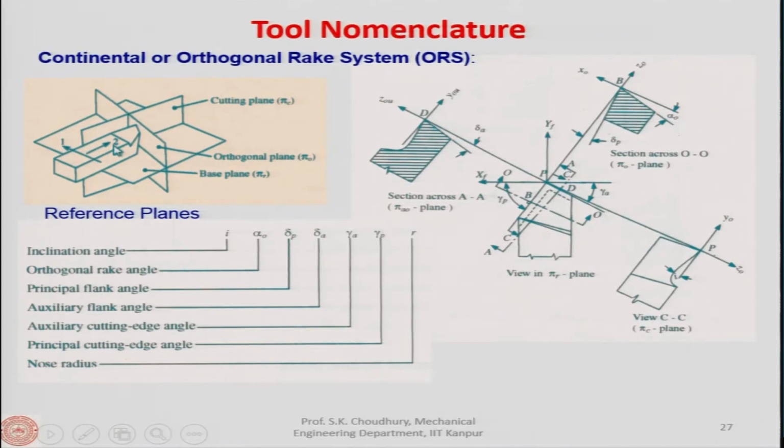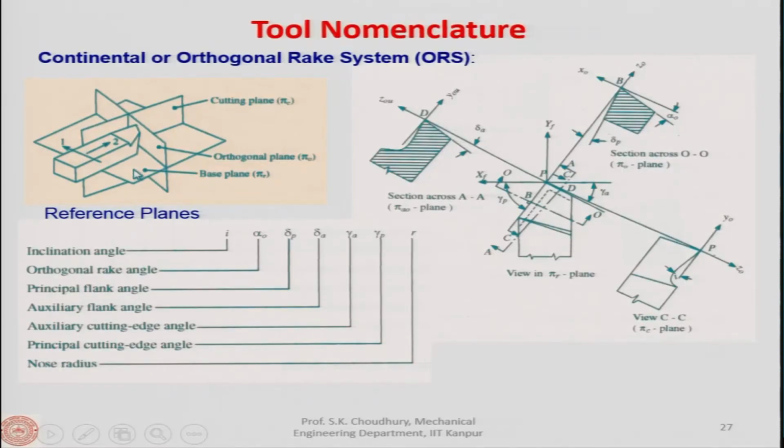In the orthogonal rake system, the reference planes are the following. It is the same base plane that we have taken in the case of the coordinate system, where the tool is lying. Now, with respect to that, we will take the other angles in other different planes. With respect to the base plane, we have 2 more planes which are different from the coordinate system. One plane is the cutting plane. This cutting plane is the PC.